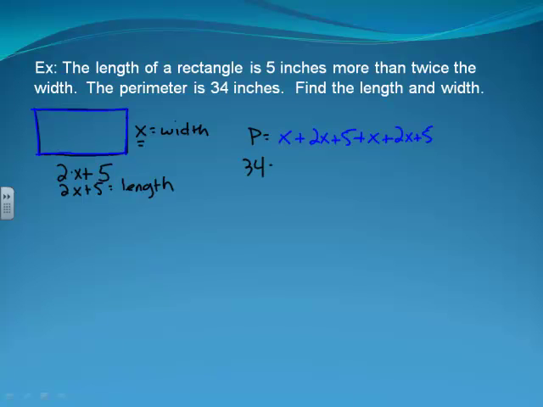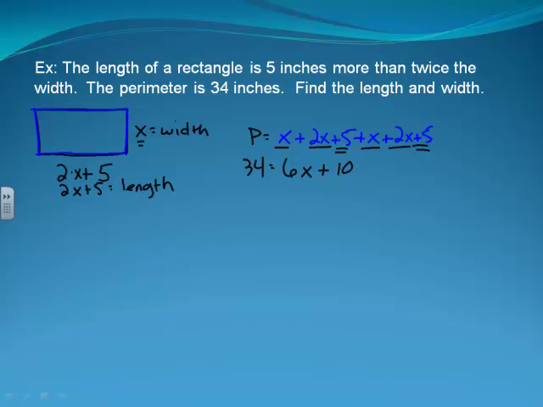So now, if I put 34 in for my perimeter, I'm now going to combine like terms. I've got an x here, so that's 1x, plus another 2 is 3, plus another 1 is 4, plus another 2 is 6 x's total. All I'm doing is combining like terms. I've also got a plus 5 and a plus 5 here. Plus 5 and plus 5 is plus 10, of course. All right, now I have an equation where I can solve for x.